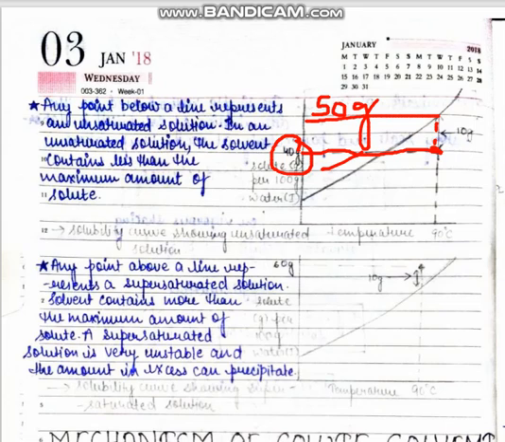In the same way, if we extrapolate above the saturated solution, we get another solubility and this is 60 gram in that case. Any point above the line represents a supersaturated solution. The solvent contains more than the maximum amount of solute. A supersaturated solution is very unstable and the excess of solute that has been added in that solution gets precipitated very easily.